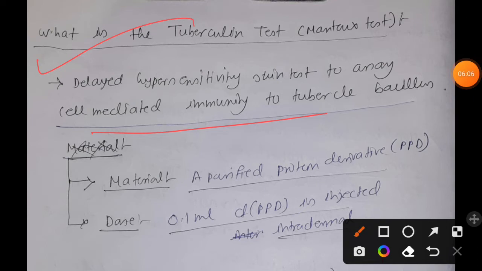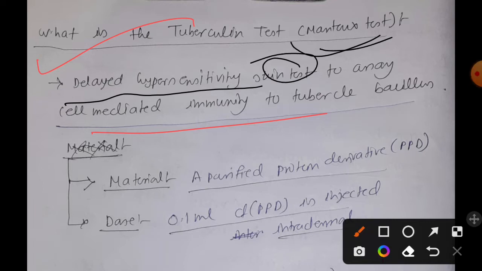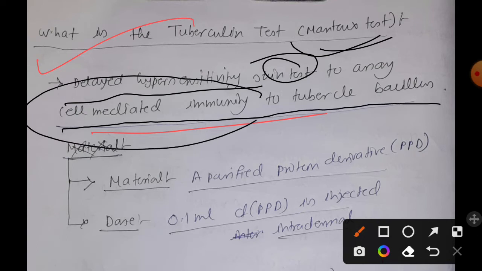So as I have told you, it is a delayed type hypersensitivity reaction, so it is mainly a skin test, and it will be performed intradermally. It will assay the cell mediated immunity to tubercle bacillus, okay. As you can say, cell mediated immunity means it will be antigen specific T cell mediated immunity, right?